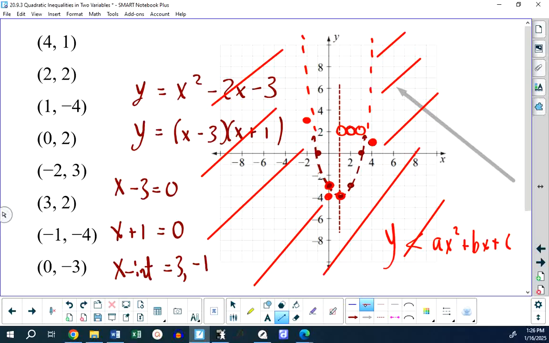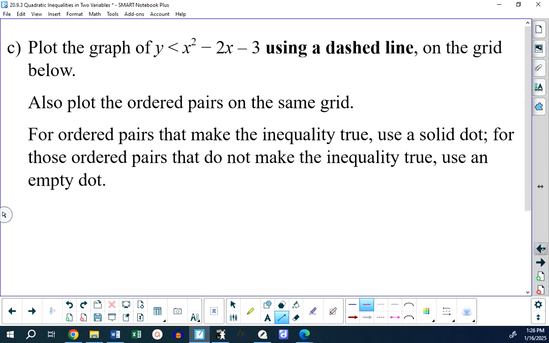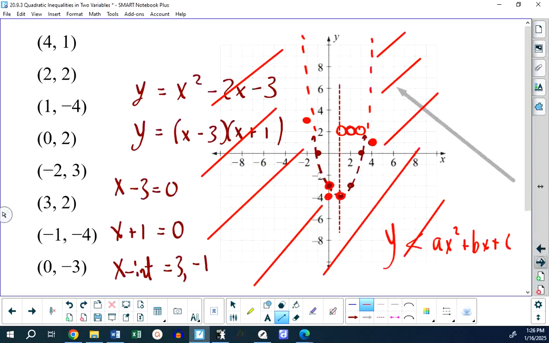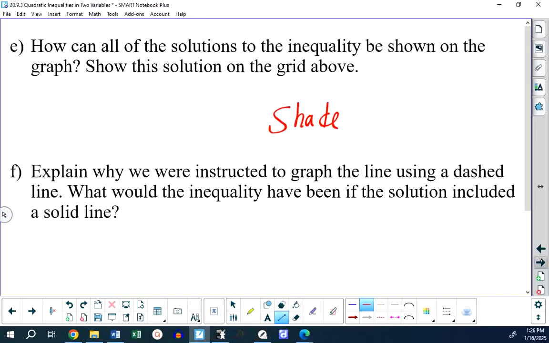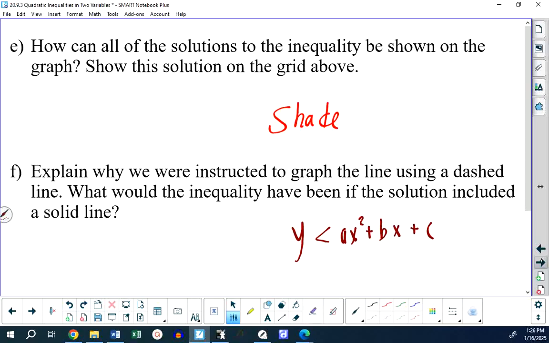By the way, below, because the inequality says y is less than. So you didn't need to use a test point. You certainly could have used a test point. Why were we instructed to graph the line using a dashed line? Well, because it was y is less than the function. And the line itself as a solid line is y is equal to the function. How would the inequality have been different if we did include a solid line? Well, then it would be less than or equal to.